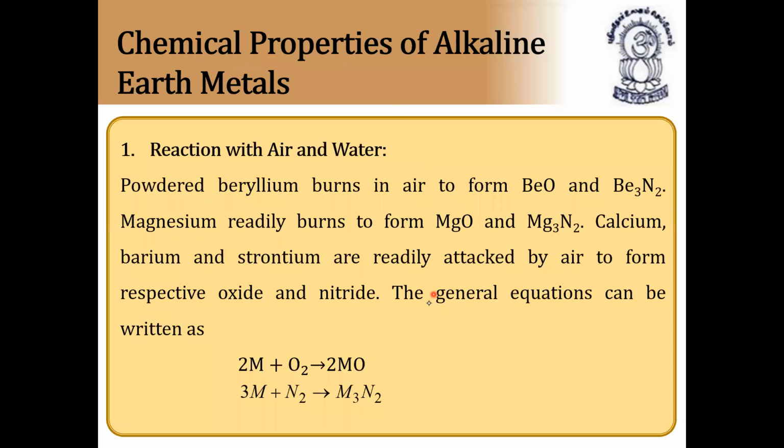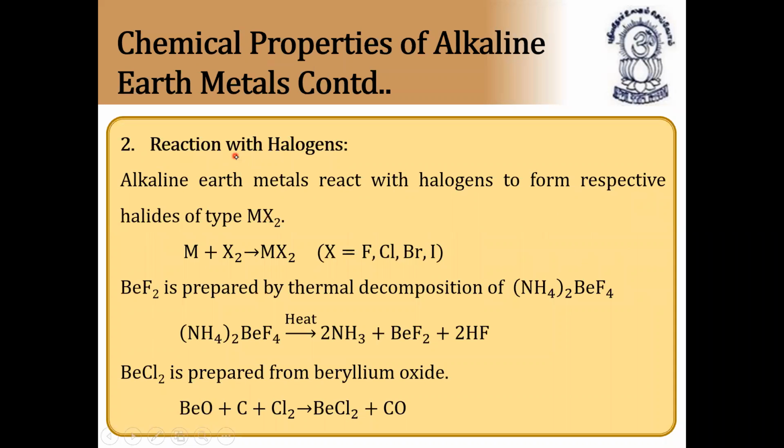Continuation now. Reaction with halogens. Alkaline earth metals react with halogens to form their respective halides of type MX2. So there is direct combination with halogens, forming their respective halides of type MX2. Examples: MgCl2, beryllium fluoride, etc.